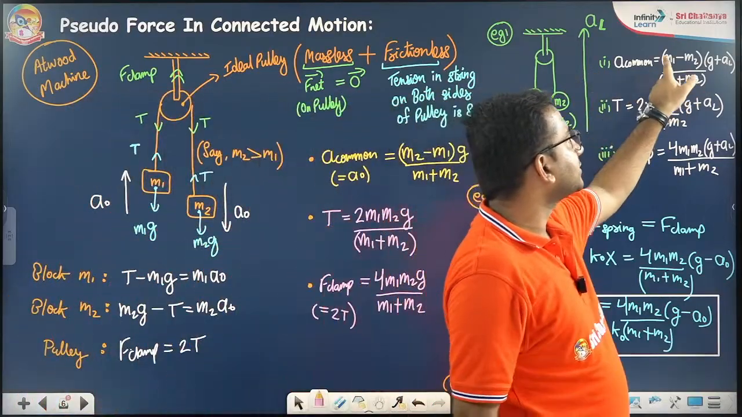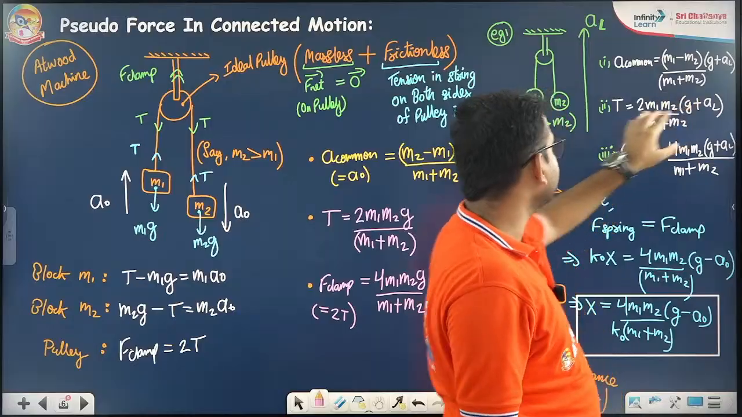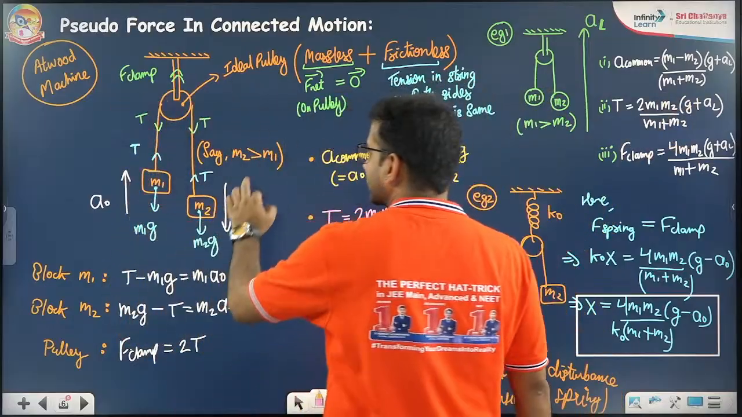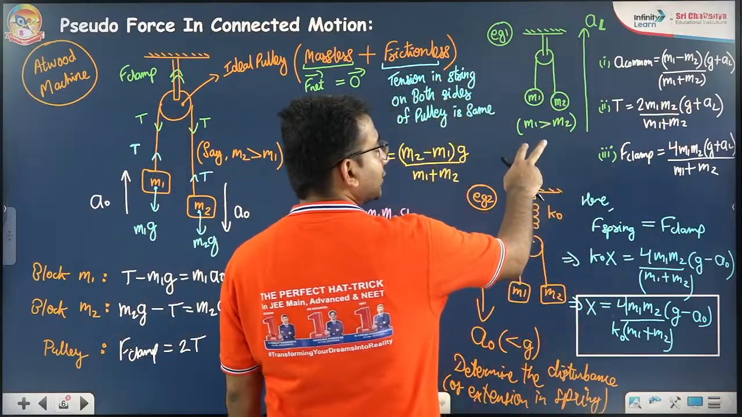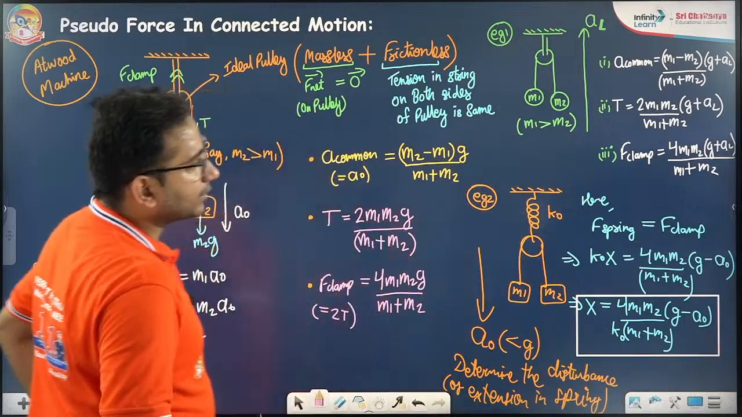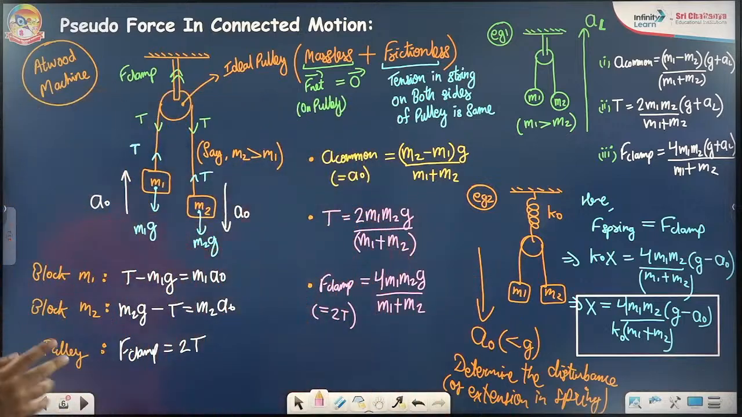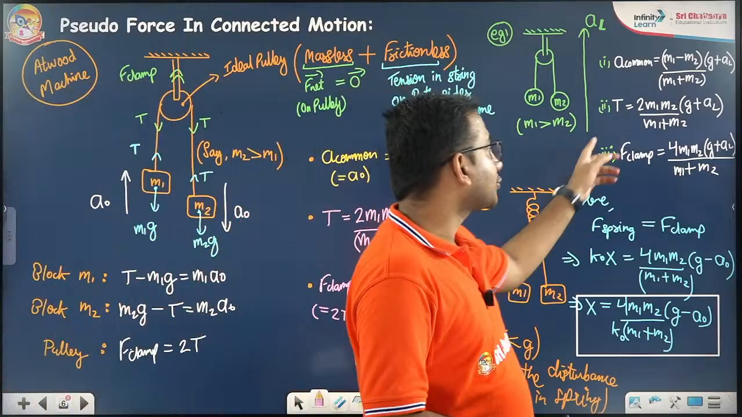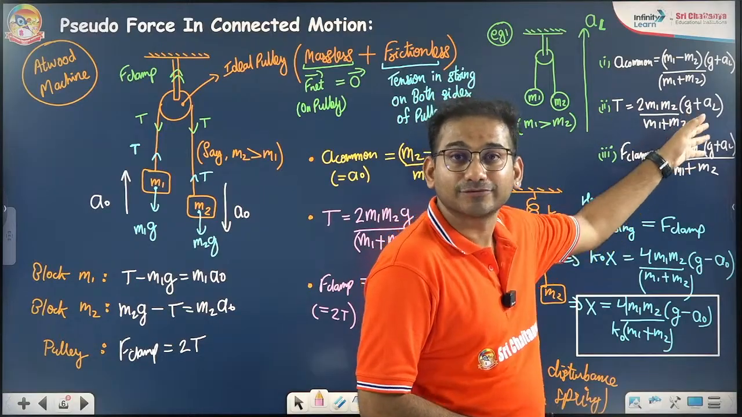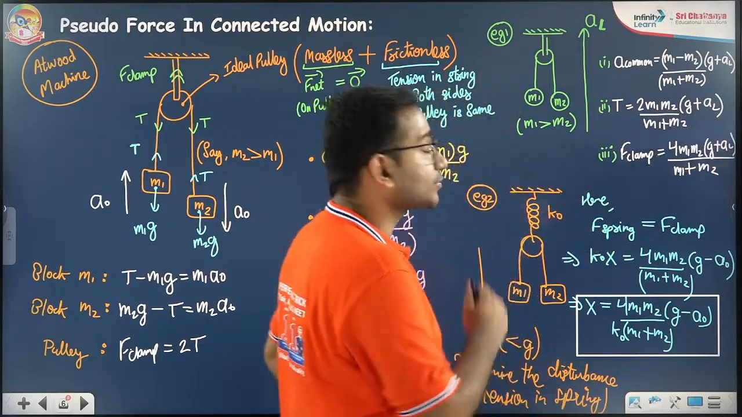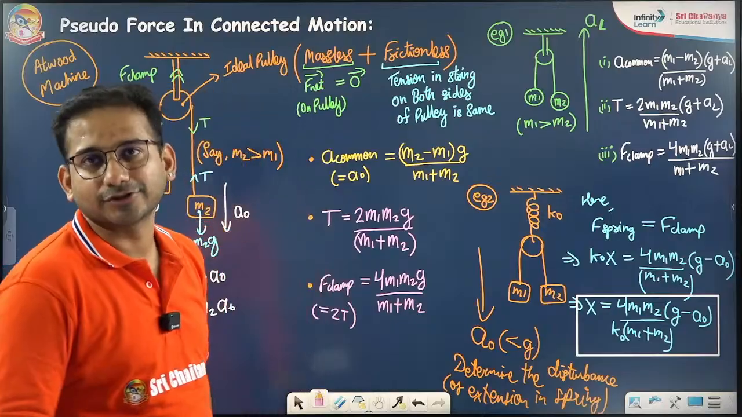So common acceleration is bigger mass minus smaller mass. See, here in this case, I assume the bigger mass is m2. Here I am mentioning the bigger mass is m1. So it is bigger mass minus smaller mass into g plus a by total mass of the system, and tension is 2 m1 m2, instead of g, again it is g plus a, by total mass of the system. Same with the clamp reaction.